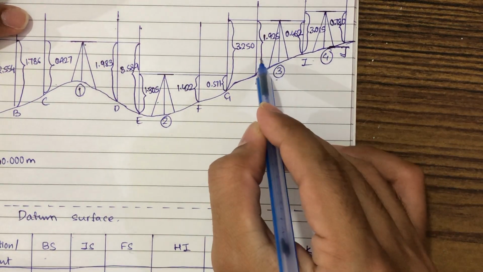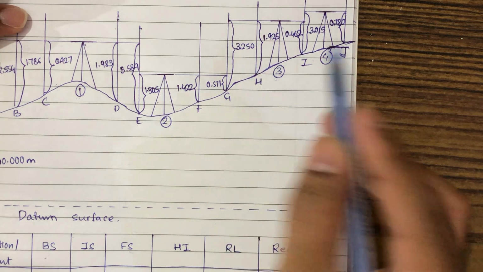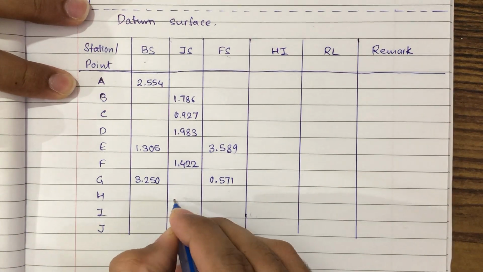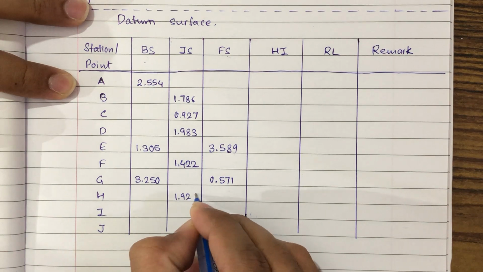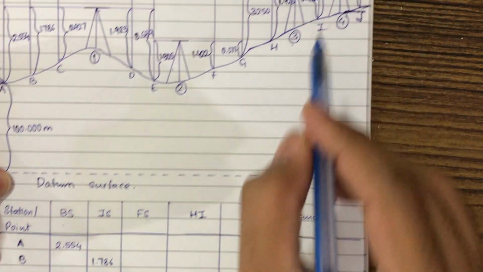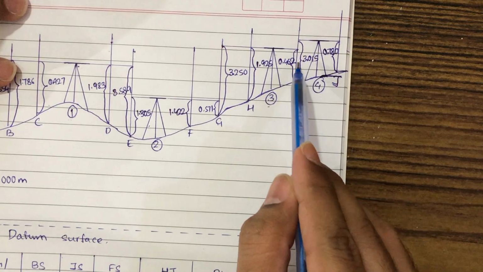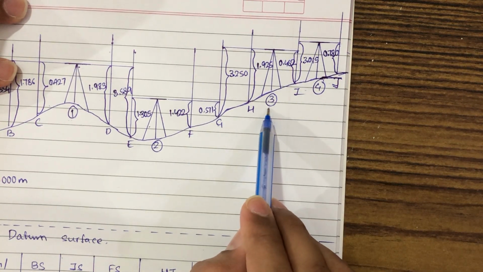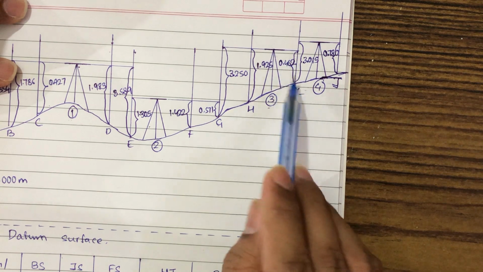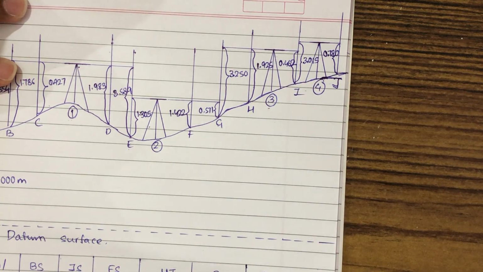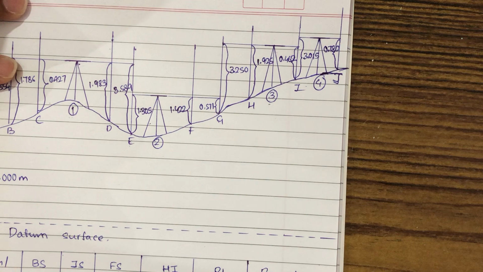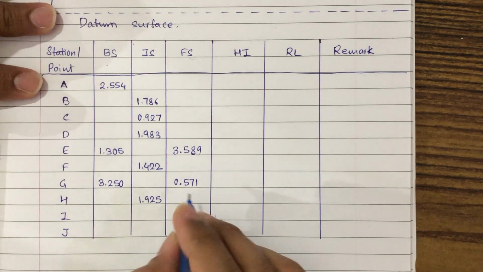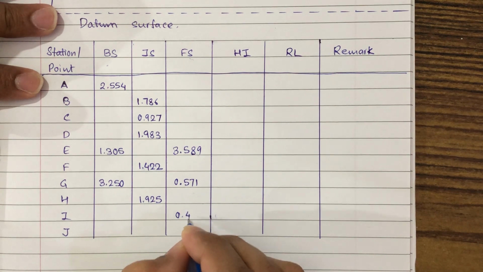Now, this 1.925 will again be the intermediate sight. So this will come over here, 1.925. Again, after taking this 0.462 reading, the instrument changed its position from 3 to 4. It means 0.462 was the last reading. So the last reading will come under the foresight column. So 0.462 will come over here.